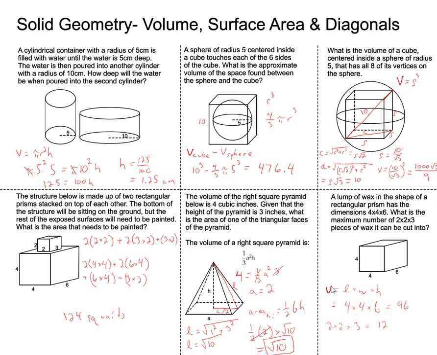So now all we need to do is take the larger piece of wax and divide it by the smaller piece of wax. So we'll take the volume 96 divided by the volume 12, and that will give us 8. So the maximum number is 8.